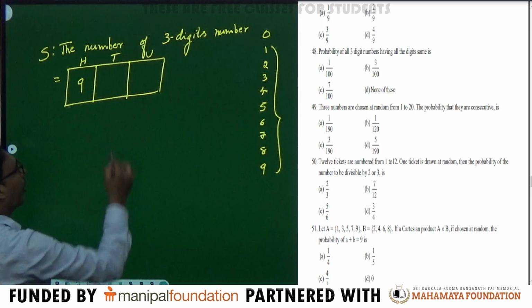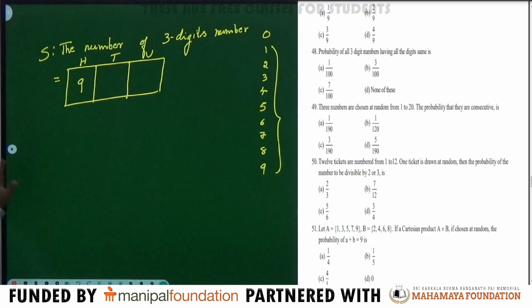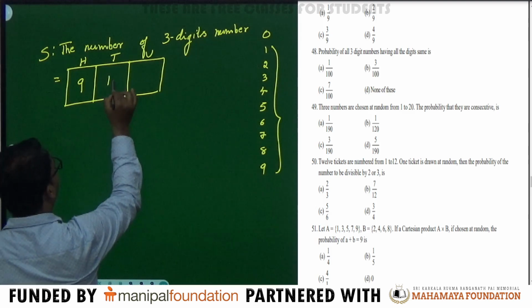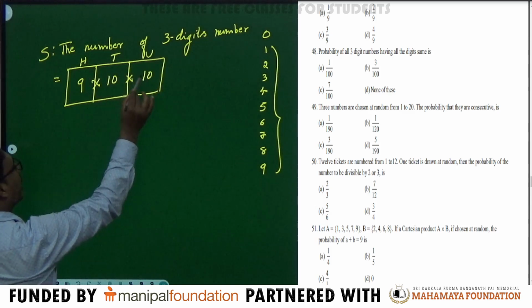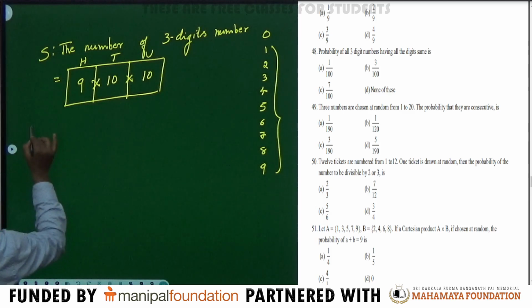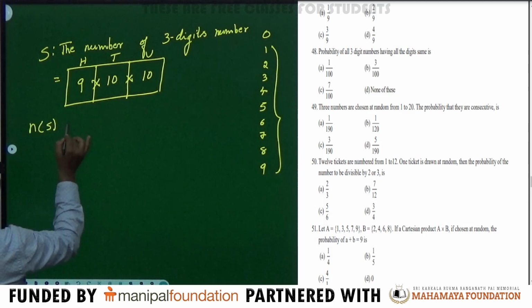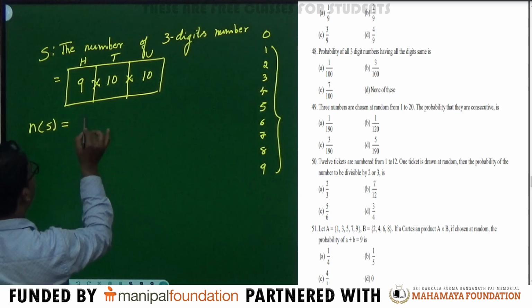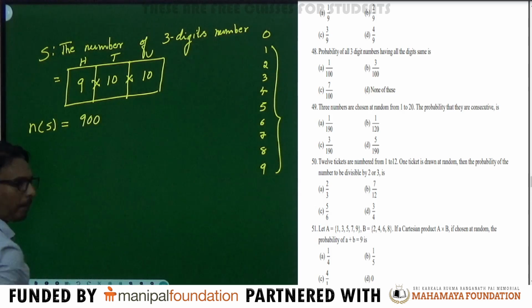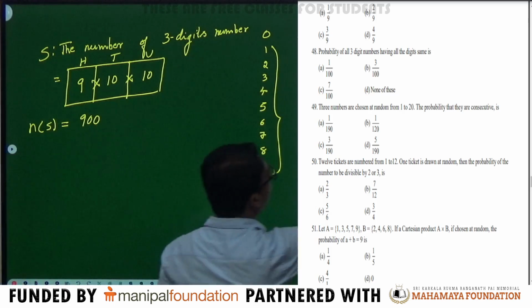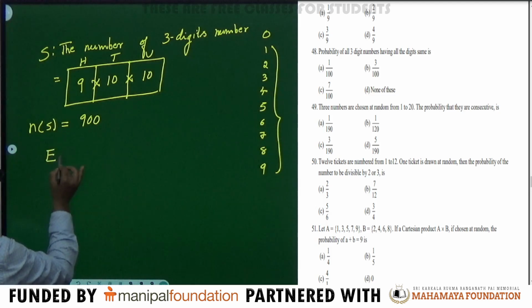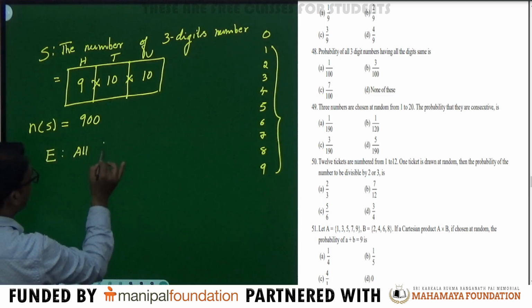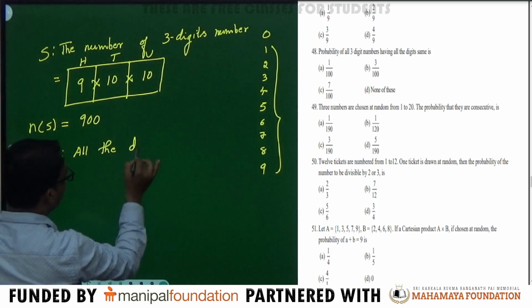But the tens and unit digits may be any of the numbers, since here we are finding all the 3 digit numbers. I can choose the tens place and unit place in 10 ways each. So, the number of outcomes in the sample space is 900. After that, all the digits are the same. Assume that in the event, all the digits are the same.